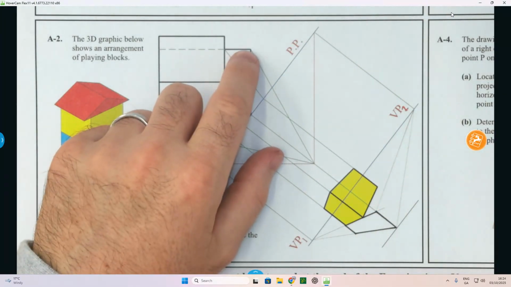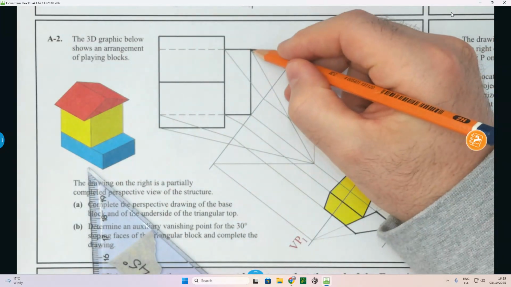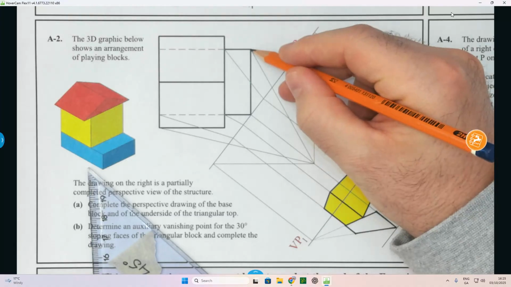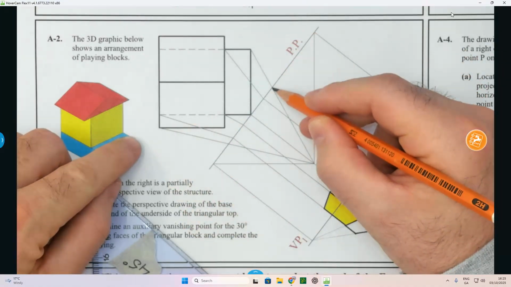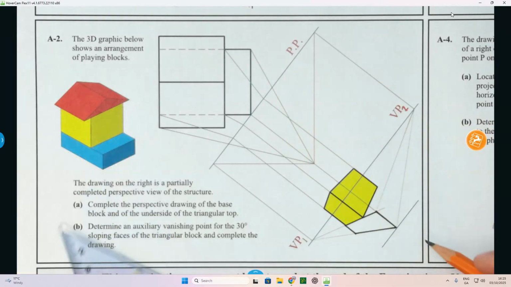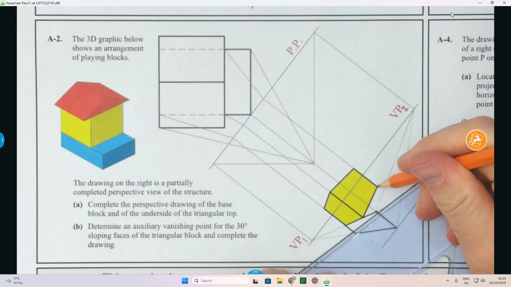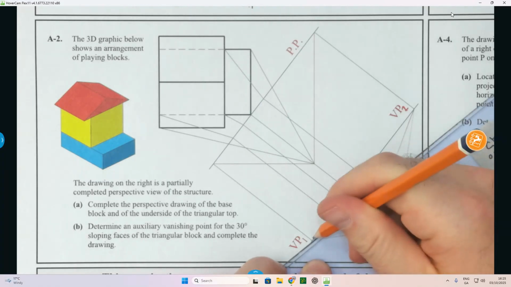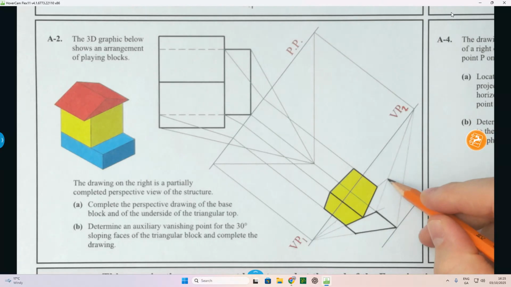Now, how do I actually find the point? Well, there's a couple of ways I can do it. This point right here comes down, because that's the point of where it ends. This point right here is here in the plan view. So where it hits the picture plane, I could drop it down. Or I could actually just extend out from VP1 through here. And that should show me where that edge is right there.